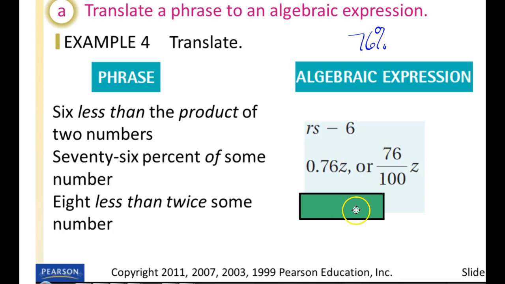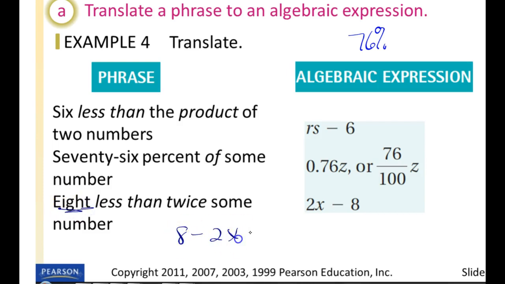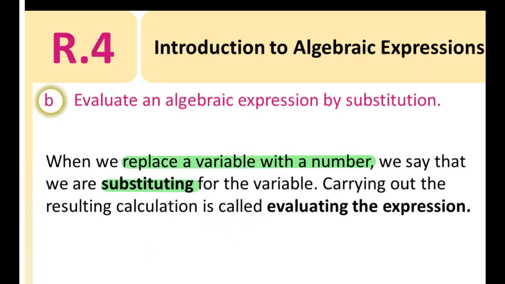And then 8 less than twice some number. Give you a chance to try to figure that one out. Hopefully you had something like this. Remember, 8 less than means you do not do 8 minus. That's the error that students make: they see the word 8 first, and then they want to start with 8. So you cannot do 8 less than twice some number. That's different.